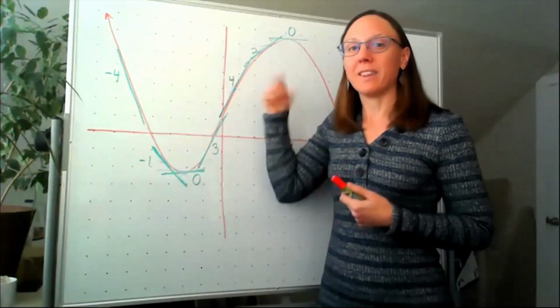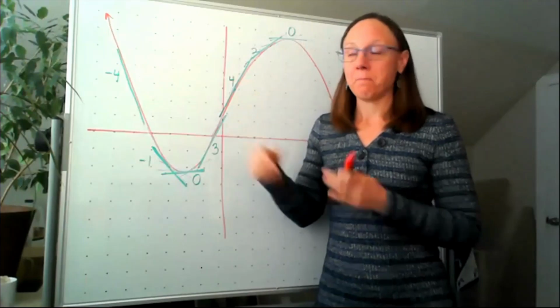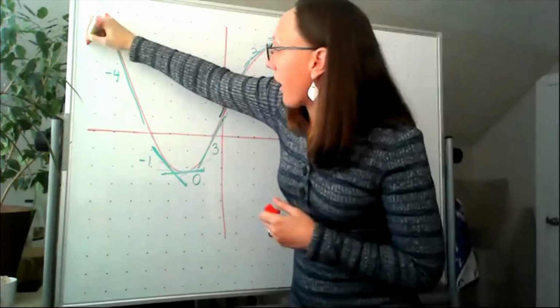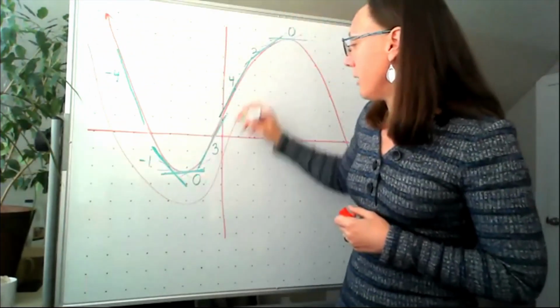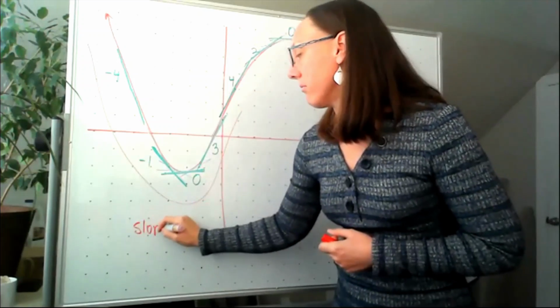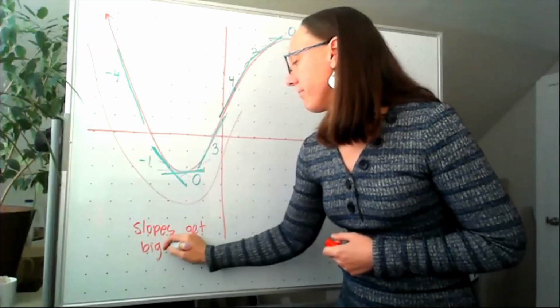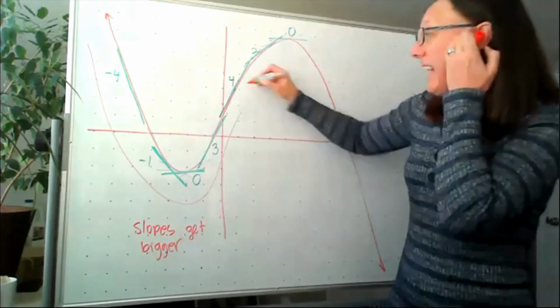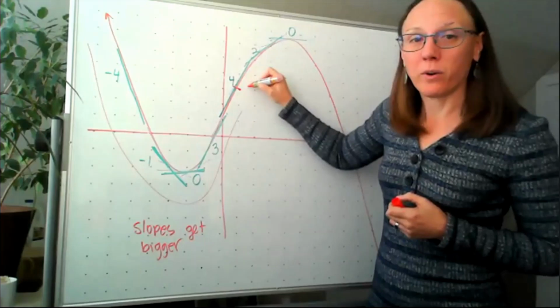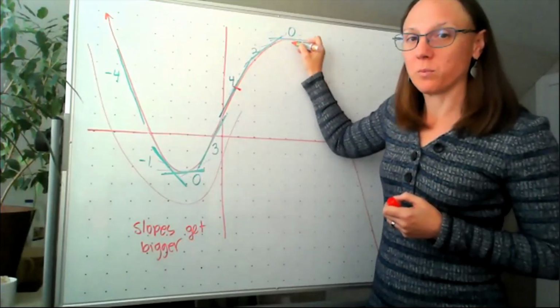From 4 to 2, that's the place where my slope, everywhere along here, my slopes were getting bigger. And then once we hit this point on the graph, now my slopes are getting smaller.